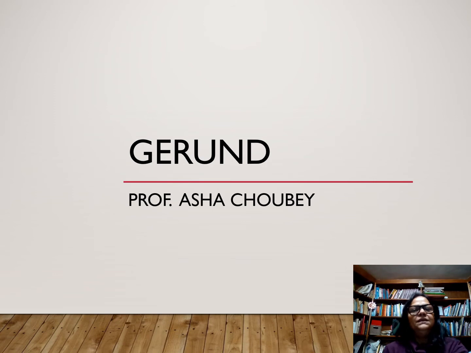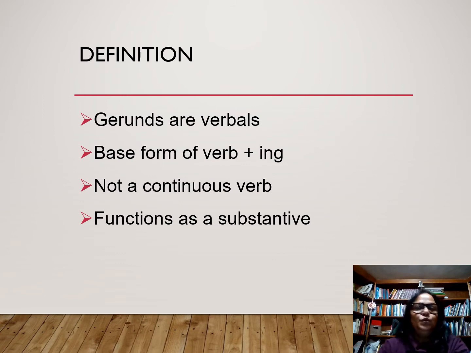Gerund is the grammatical name of a verbal noun. How will you define gerunds? Gerunds are verbals. We have already done this. They are formed by combining the base form of a verb with ing. And yet you have to remember that verb plus ing, when it acts as a noun, is not the continuous form of the verb. Then it starts functioning as a substantive. It starts functioning as a noun, and that is why we call it a verbal noun.